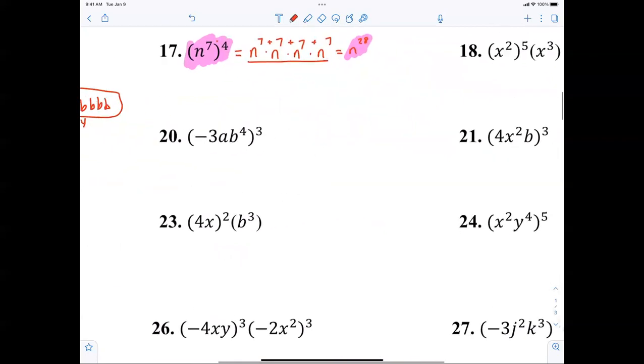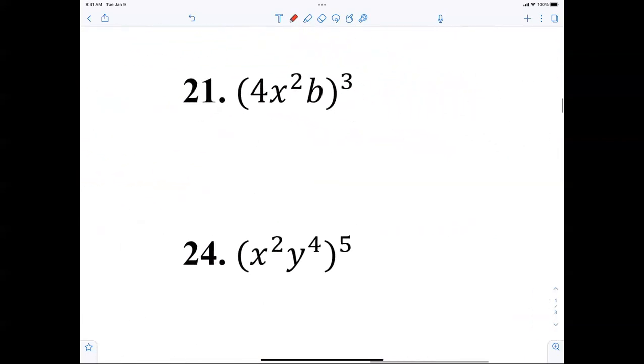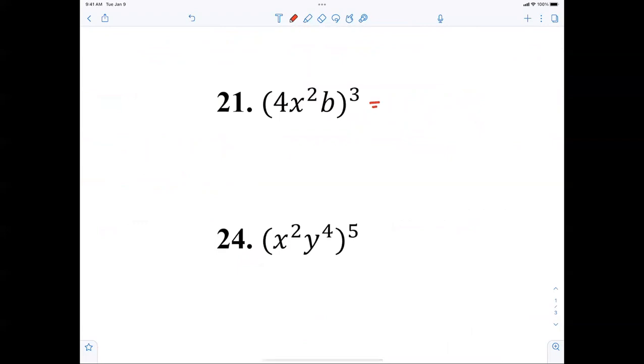All right, I'm on 21. 4x to the 6th and then b to the... you're almost right. 4 to the 3rd, x to the 6th, b to the 3rd. Do you agree with that? Because 4 this time is in the parentheses. Now, of course, everybody should know 4 cubed is 64. So that is the actual answer. If it was like 4 to the 21st, leave it as 4 to the 21st. But when numbers you can do in your head, you're supposed to do them in your head.